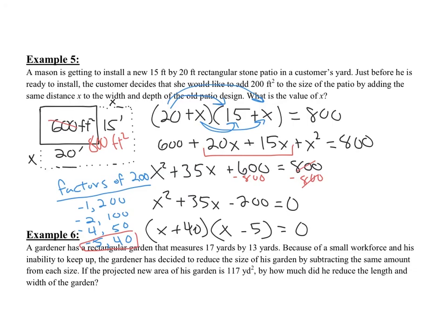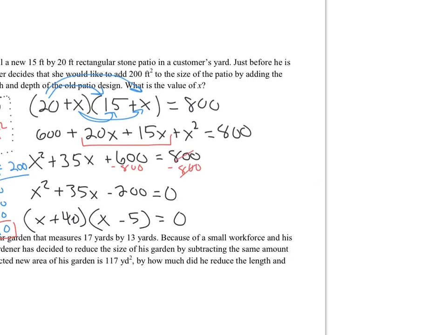All right, so there's that. It is factored. Now we have to use that zero product property to solve, and I'll do that. I have x plus 40 equals 0. I have x minus 5 equals 0. Now, a quick little bit of math tells me that x is in this case equal to negative 40. A little bit of math here, if I add 5 to both sides, tells me x is equal to 5.